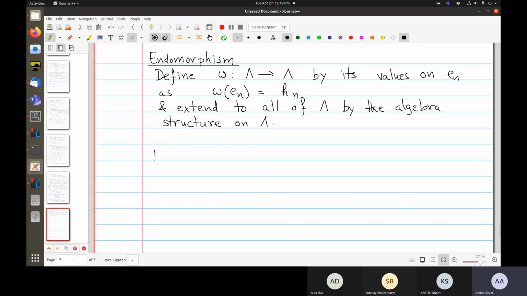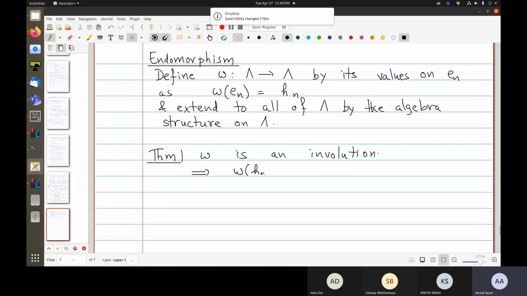So then the theorem is that omega is an involution, and so omega of Hn is En. Right? And again, as I said, this is not well motivated. I'll come back to this definition once we have a little more data or a little more information about lambda.